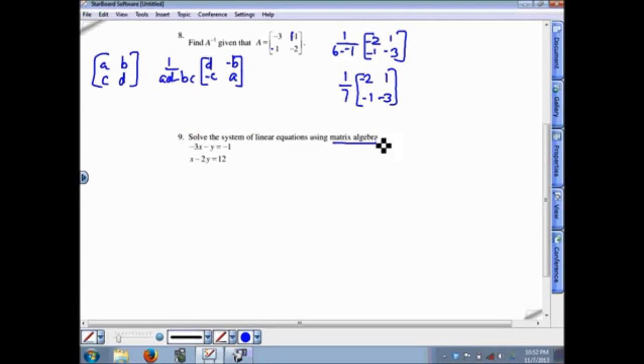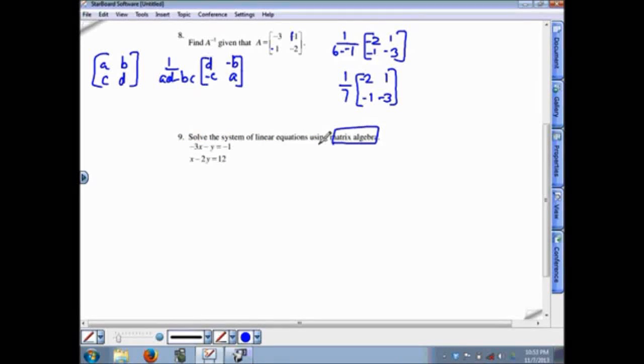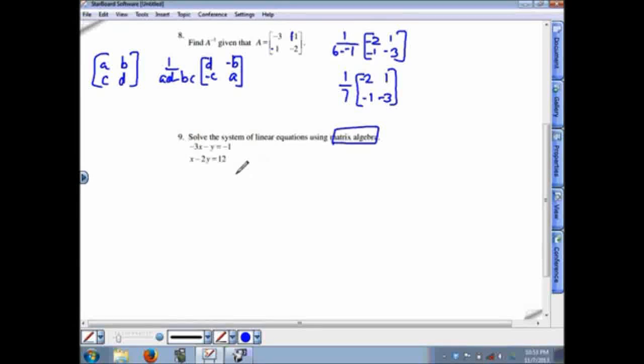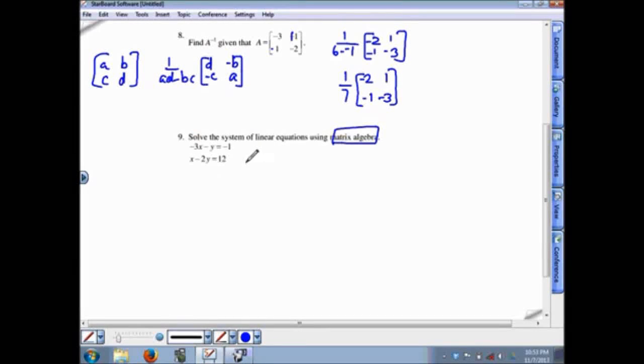Solve the system of linear equations using matrix algebra. Matrix algebra means we have to set up a matrix equation, find the inverse of the coefficient matrix, and then multiply that on either side. So the matrix equation, the coefficients of the variables form the coefficient matrix. So the matrix is negative 3, negative 1, 1, negative 2.